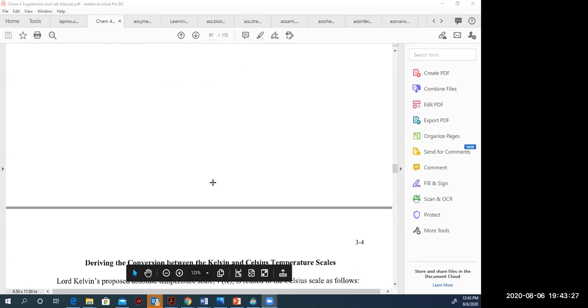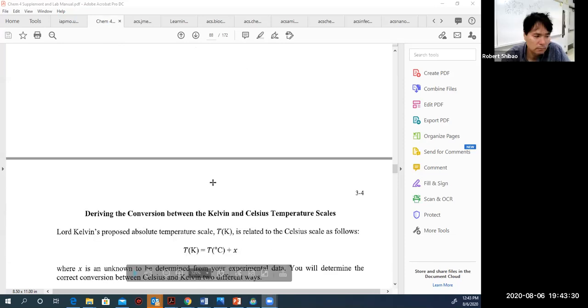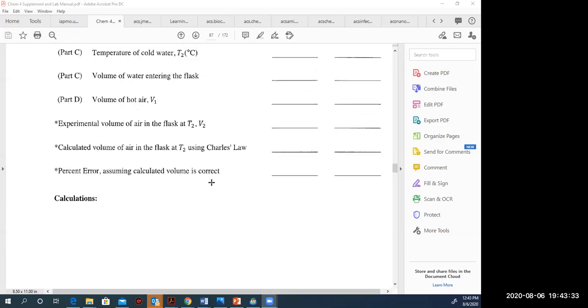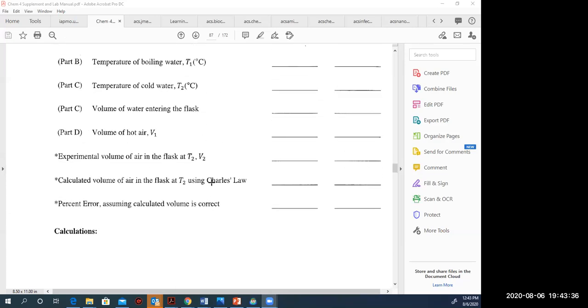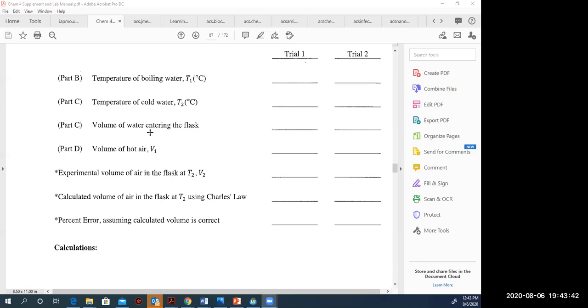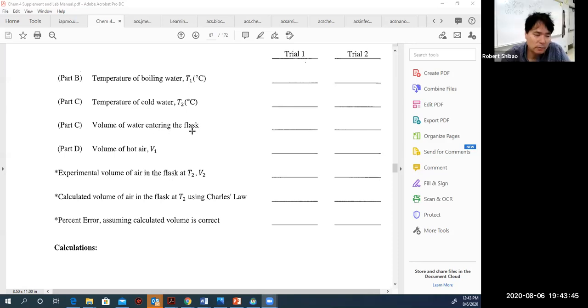Professor, I have a question. For experimental volume, you said we have to do, what was it? Volume of hot air minus volume of what? The water entering the flask. Yeah, it's because when we submerged it in the sink, water got sucked into the flask. When the air cools, we had the finger over it. When you submerge it in the sink, it gets cold and the volume of the gas contracts. As the volume of the gas contracts, it sucked water into the flask. So that's what we're measuring, how much water got sucked into the flask.